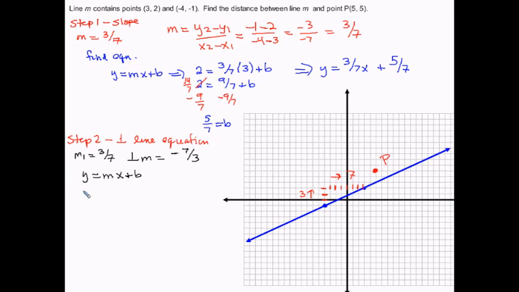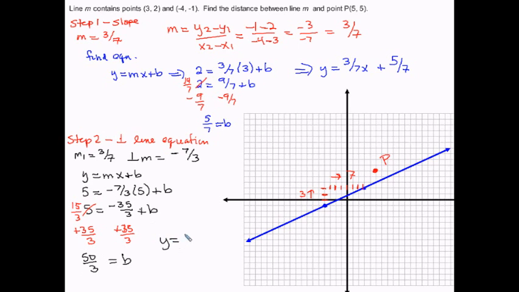So I'm going to have y, which is 5, is equal to negative 7/3 times 5, because that's x, plus b. So negative 35/3 plus b. 5 is 15/3. So I'm going to add 35/3 to both sides. And I'm going to get that b is equal to 50/3. So this equation is y is equal to negative 7/3 x plus 50/3.